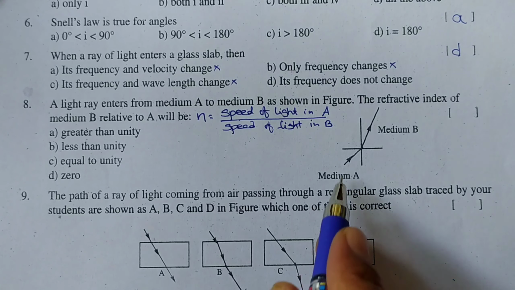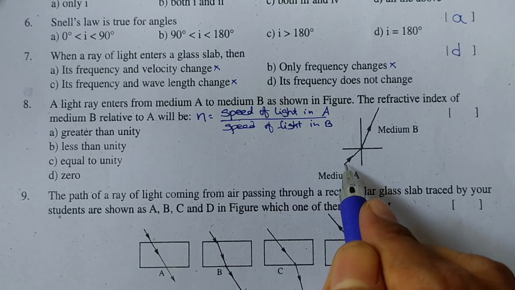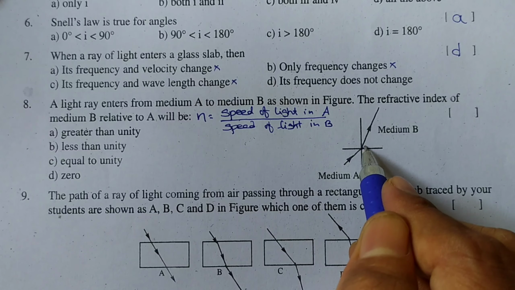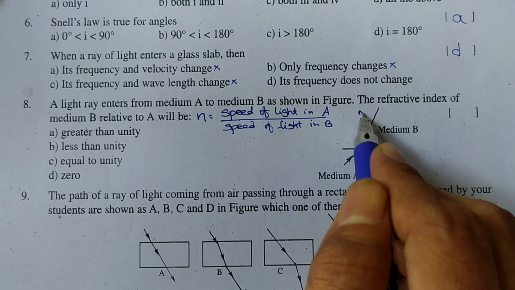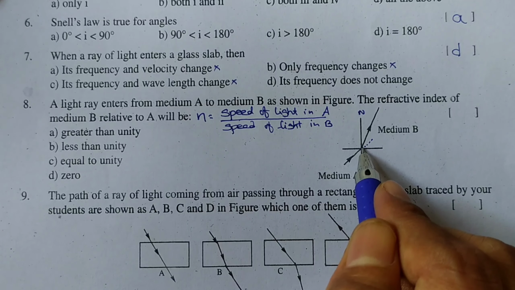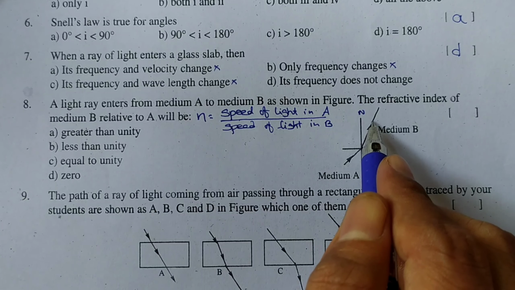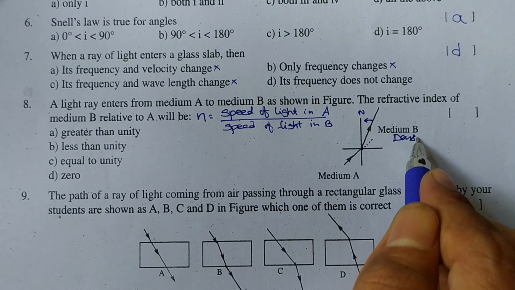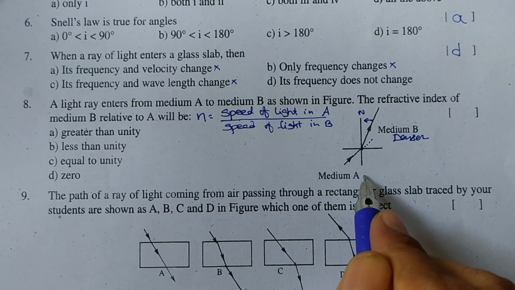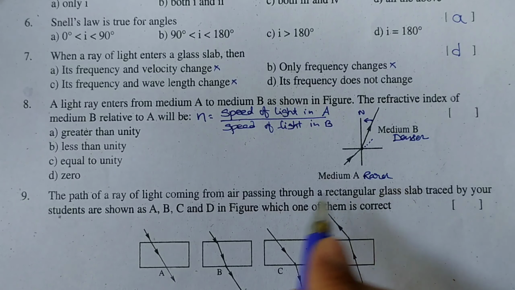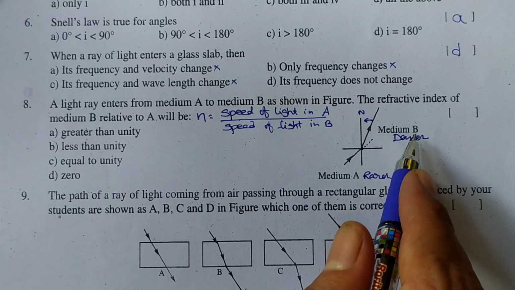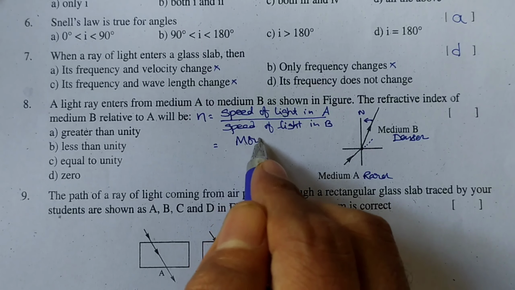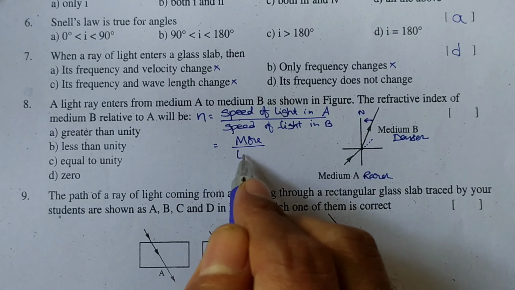Here, if you observe the given figure, the incident ray should actually go straight like this, but it is bending towards the normal. This is the normal. That means when the incident ray bends towards the normal after refraction, then medium B will be the denser medium. Medium B is denser, whereas medium A is rarer, right? Now when we compare speed of light in rarer and denser, speed of light in rarer will be more, that is speed of light in A will be more. Speed of light in B will be less.